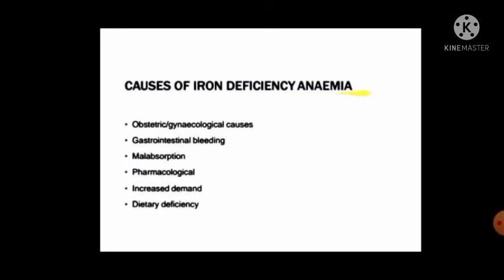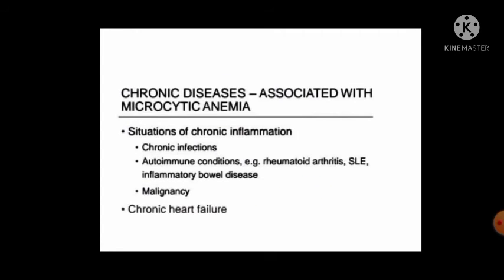Causes of iron deficiency anemia: gynecological causes, gastrointestinal bleeding, malabsorption, pharmacological causes, increased demands, dietary deficiencies. Chronic disease associated with normocytic anemia. Situations of chronic inflammation include chronic infection, autoimmune conditions, rheumatoid arthritis, which is an autoimmune disorder, SLE, inflammatory bowel disease, malignancy, and chronic heart failure.